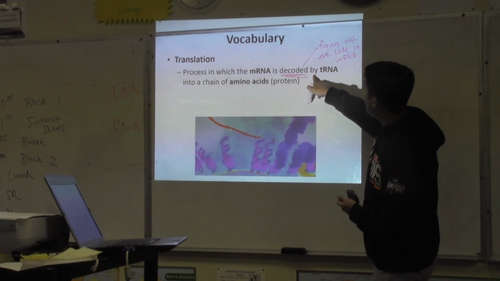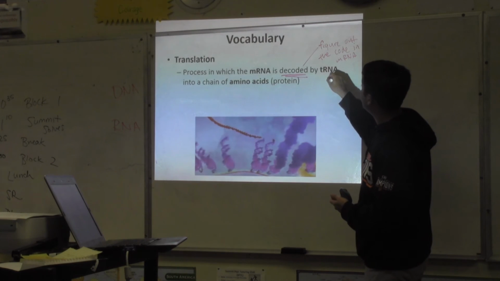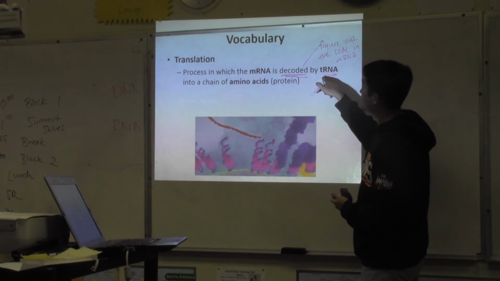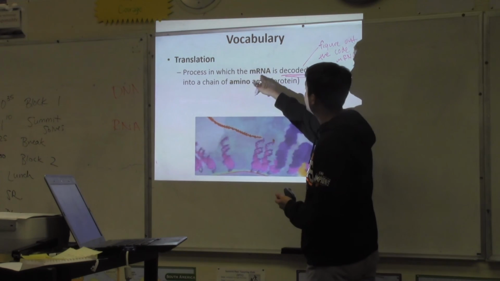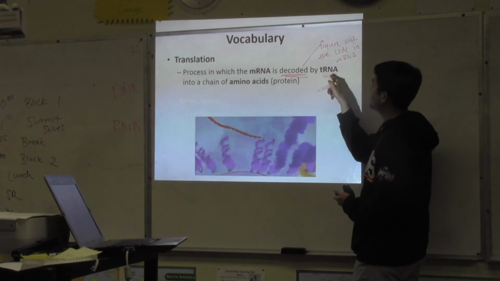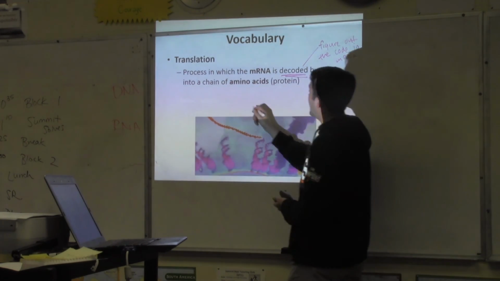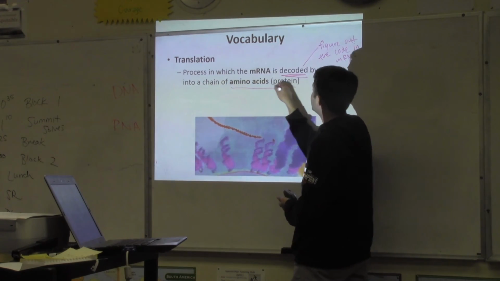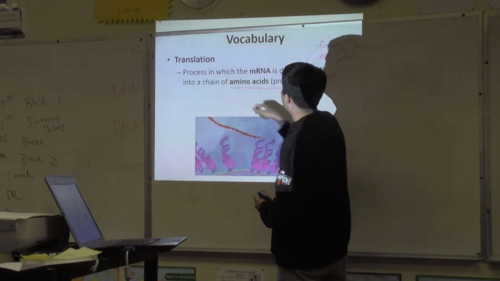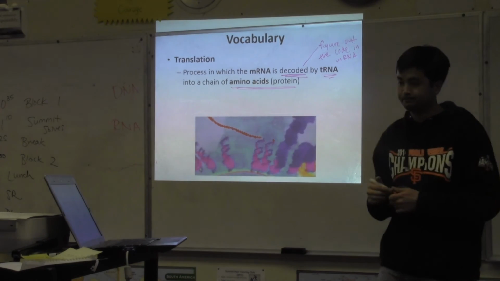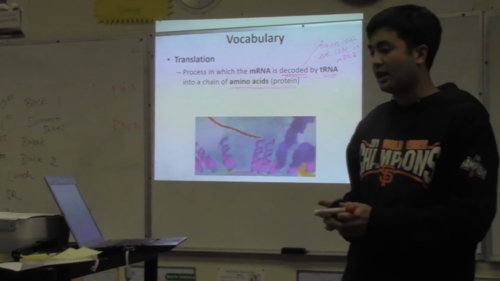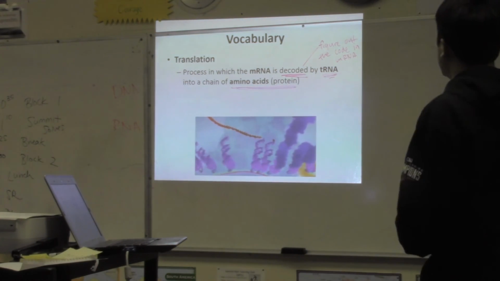And then by tRNA. So tRNA is actually a different type of RNA. Notice mRNA is messenger RNA, tRNA is called transfer RNA, and we'll talk about that later. And we're making a chain of amino acids, or a protein. Okay, so let's talk about how this process actually happens.